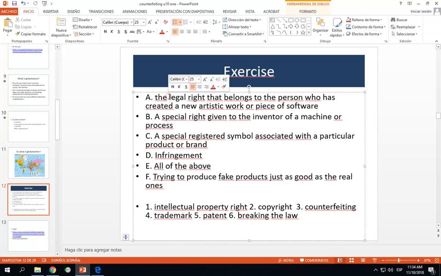Okay, number A. I hope you've done this exercise by yourself. The legal right that belongs to a person for an artistic work. That is copyright. A special right given to the inventor of a machine or process is a patent. Number 5. A special symbol associated with a particular brand, a trademark. Infringement is breaking the law. And you can have copyright infringement, trademark infringement, or patent infringement.